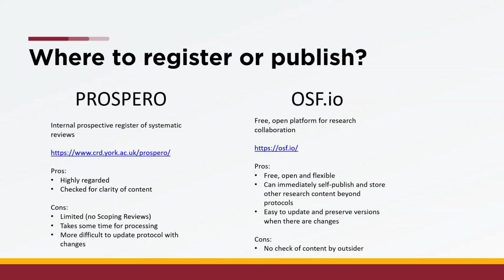But it's still one of the most well-known and well-regarded places to register a systematic review protocol. However, they only take systematic review protocols. They do not take scoping review protocols, which are very similar, and other similar types of evidence synthesis. They are quite narrow. So if you're thinking of a scoping review or something similar, the process is all pretty much the same, but Prospero is not going to be interested in your protocol.